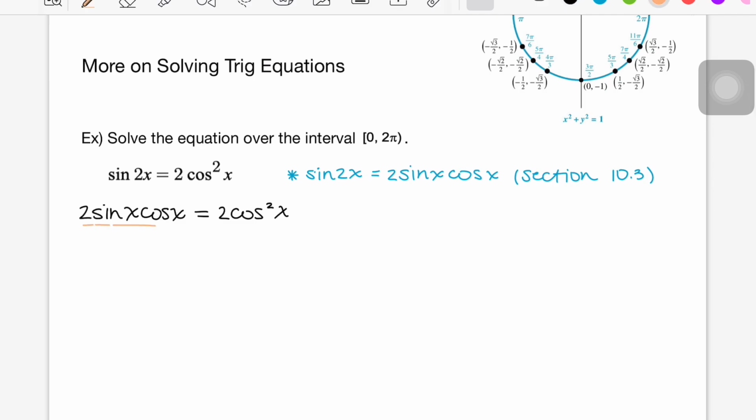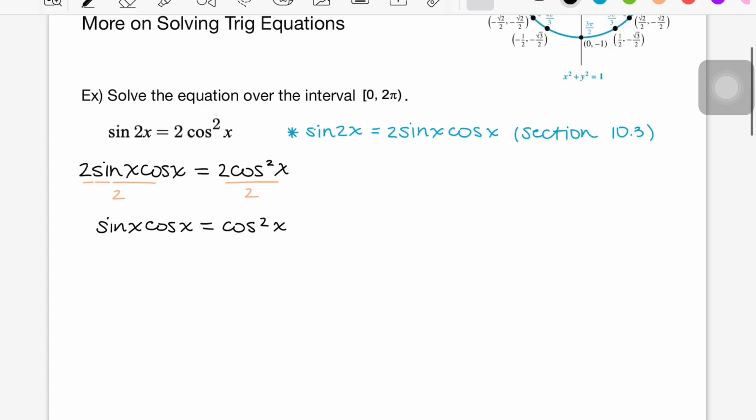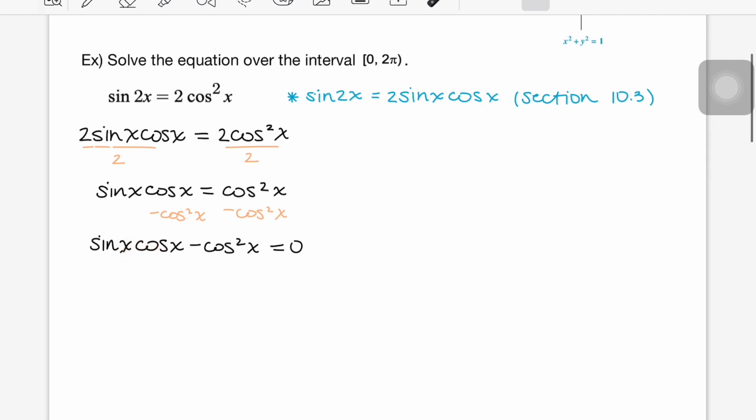Now, we have a 2 on both sides of our equation, so we'll divide by 2 to cancel those out. Then we'll get sine of x cosine x is equal to cosine squared x. Now, moving this cosine squared x to the other side of our equation, we'll get sine x cosine x minus cosine squared x is going to be equal to 0. Now notice we have a cosine x in both of these terms, so we can pull that out. We'll get cosine x times sine x minus cosine x, and this is all equal to 0.